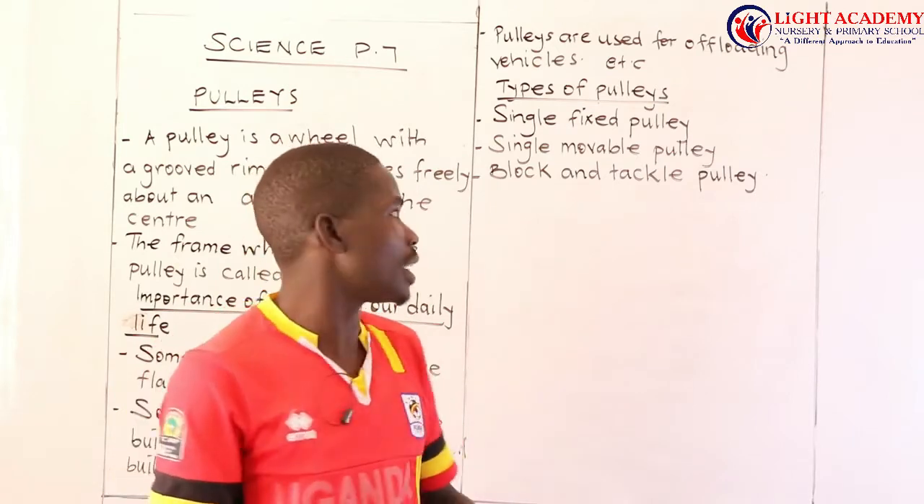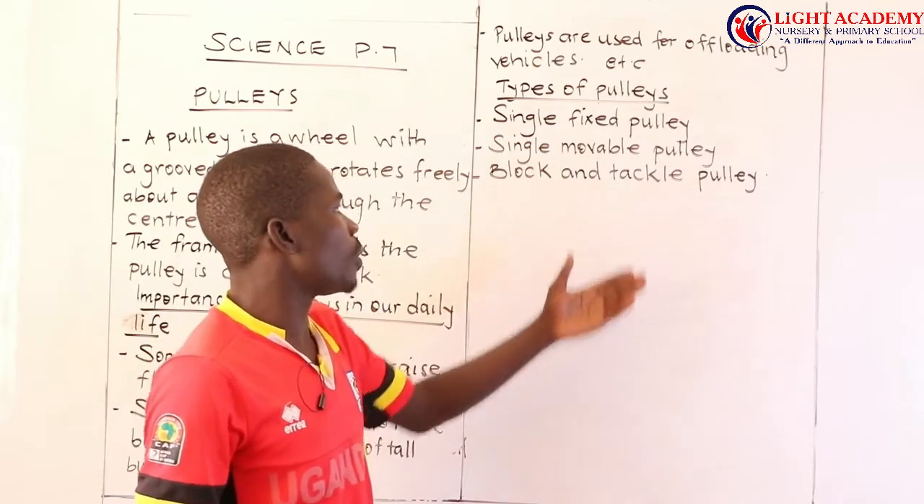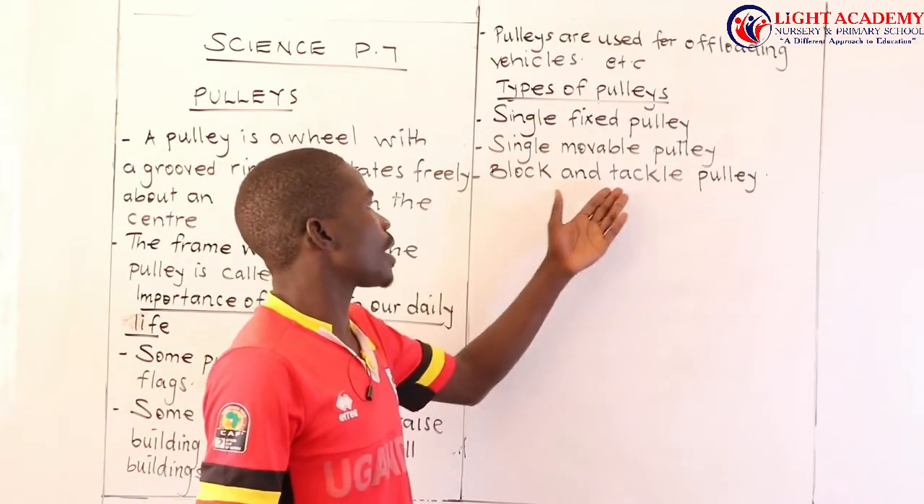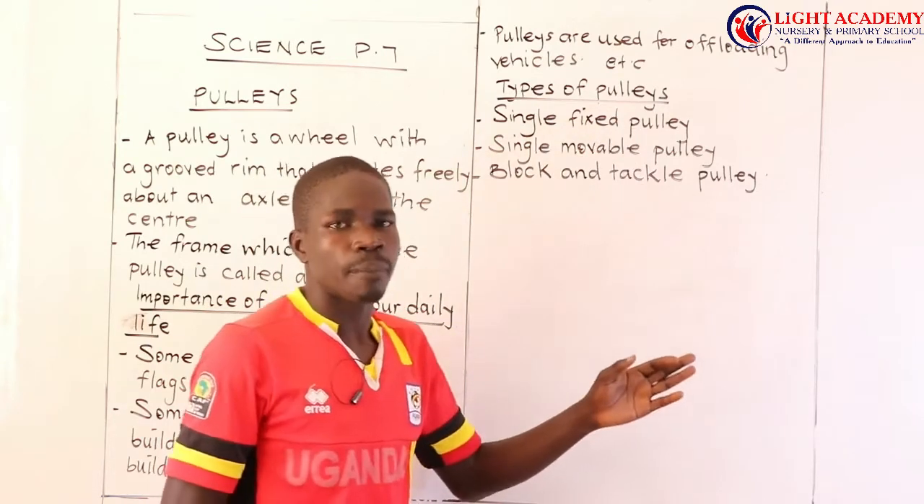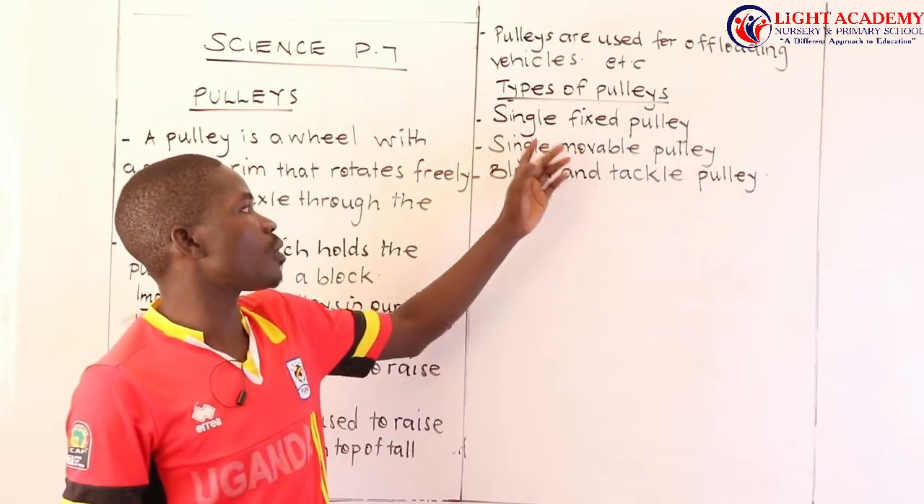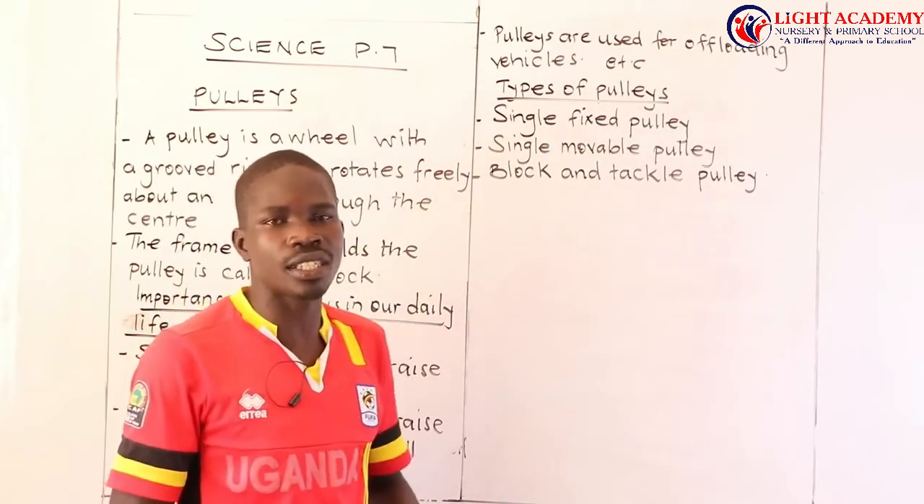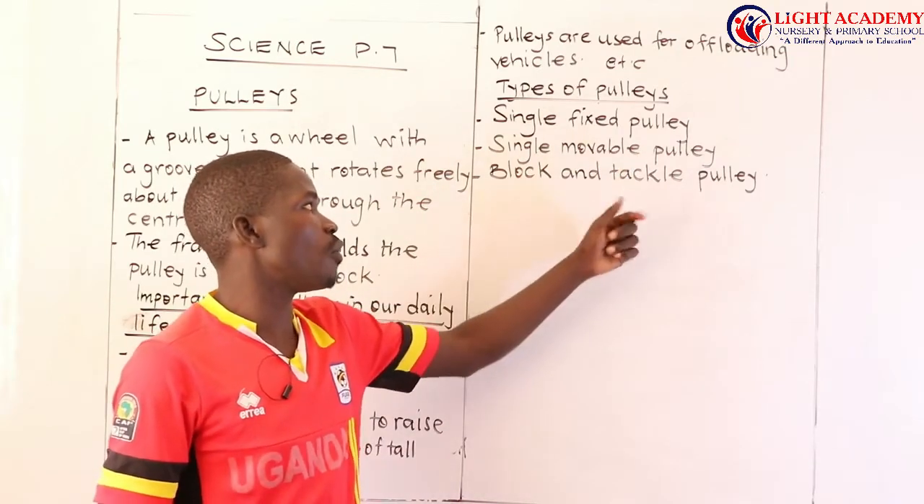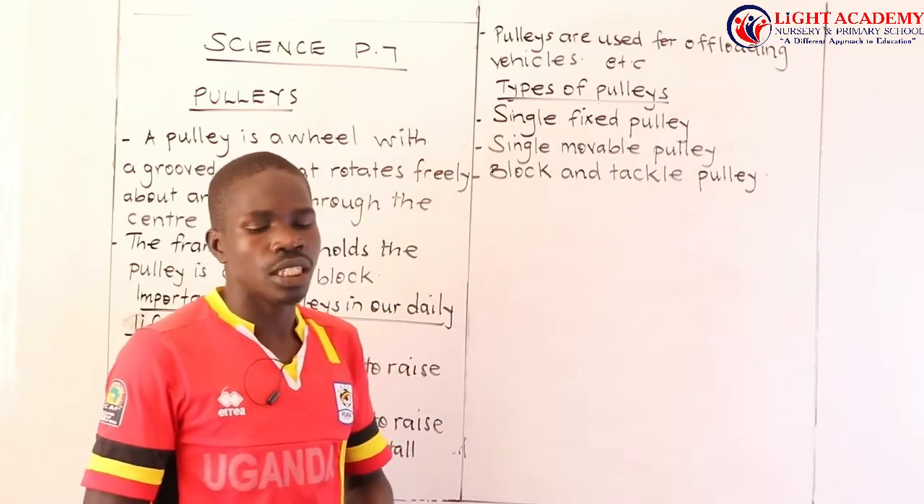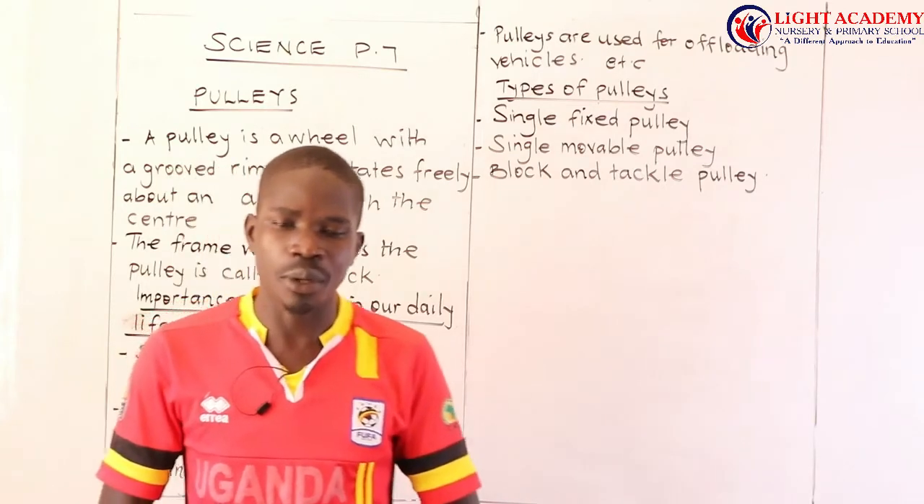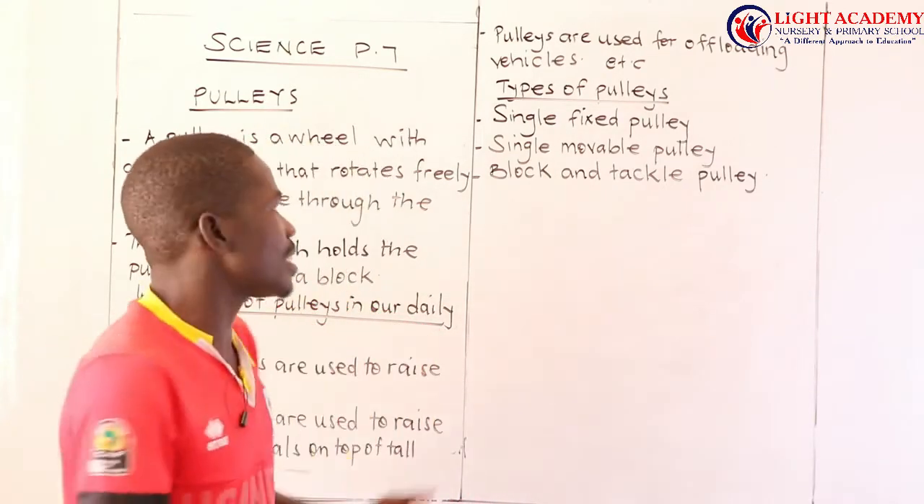So what are we talking about? The block and tackle system, or block and tackle pulley, is a combination of the single fixed pulley and the single movable pulley. They give us what we call the block and tackle pulley. Why not let us sing it out?